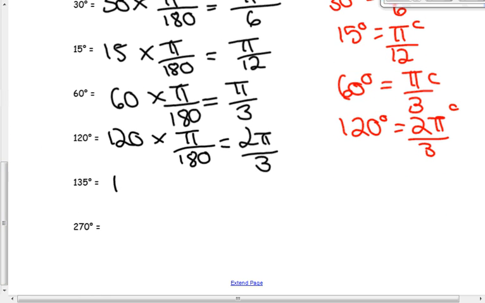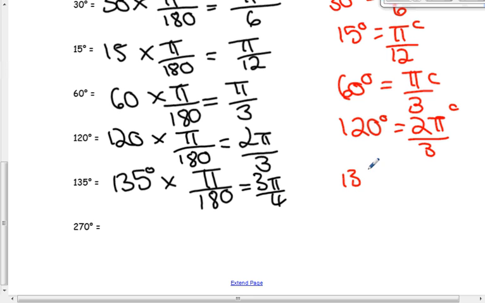Last two now, so 135 degrees, so that times pi over 180 gives us 3 pi over 4. So 135 degrees is equal to 3 pi over 4 radians.